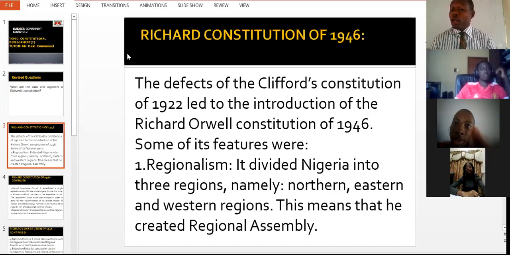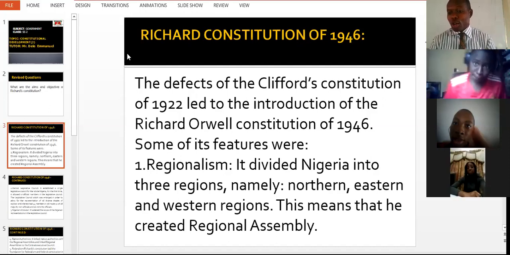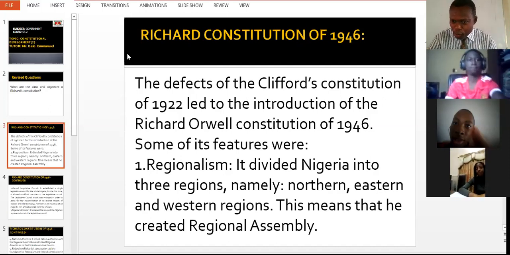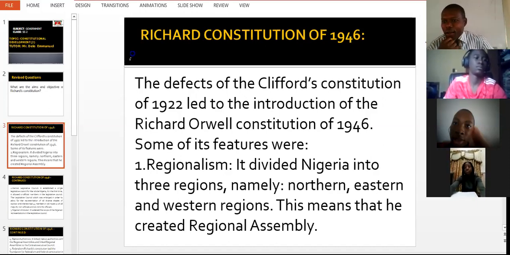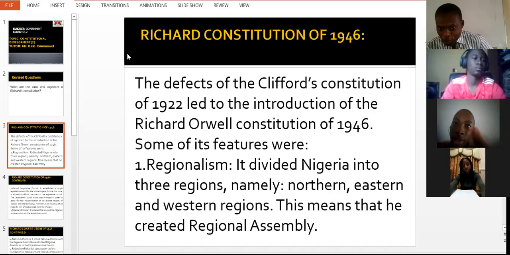Clifford didn't do this one. How many regions did Clifford even have? Can you remind me? This is regionalism now, but in that of Clifford we didn't have something like this. So you can see the changes now. Can you tell me the regions that were in Clifford?